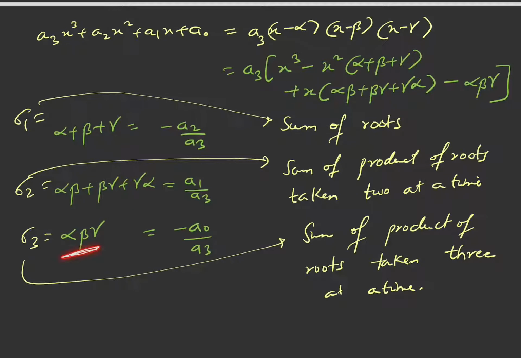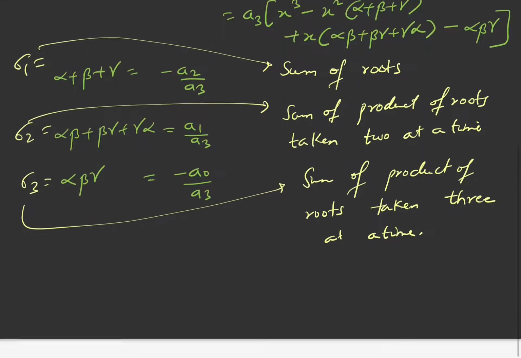So this is called sigma 2, and this is sigma 3, because to take 3 roots there is only one way here. You take all the 3 roots, alpha, beta, gamma. So this thing we can generalize for any nth degree. Okay, let us also first write for a 4th degree.